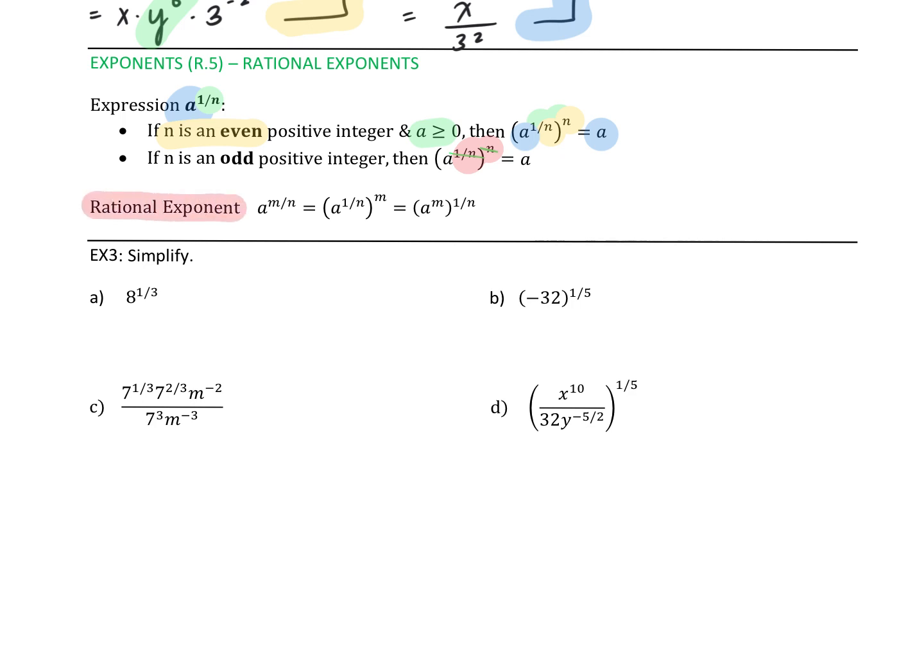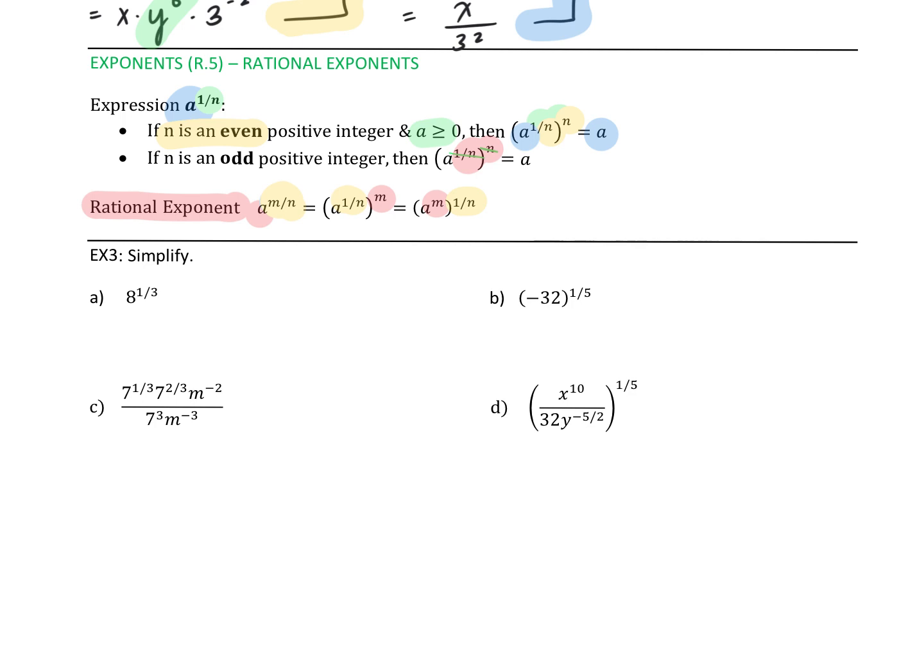And the other thing to note from rational exponents is a to the m divided by n can be written in 2 different ways. We can write the fractional exponent first, raised to the numerator, or we can do the numerator first and then put the denominator on the outside. 2 different ways we can split up this little fractional exponent, which is very useful.